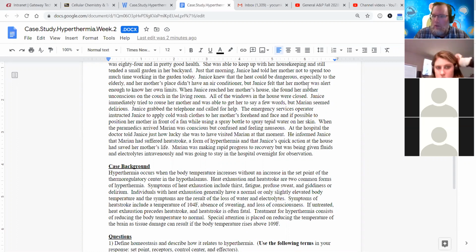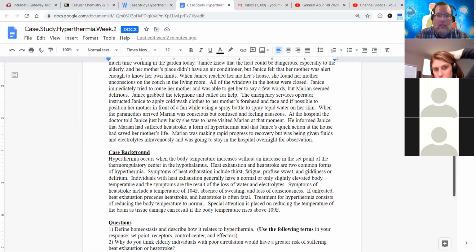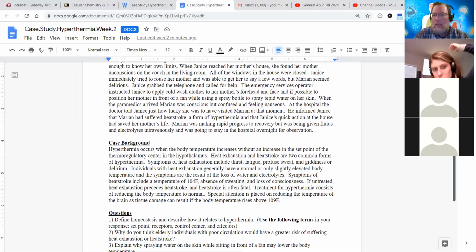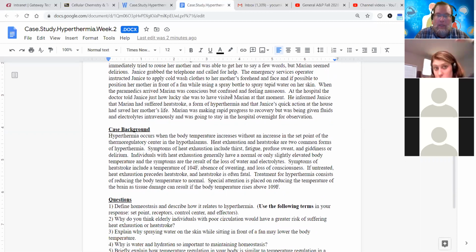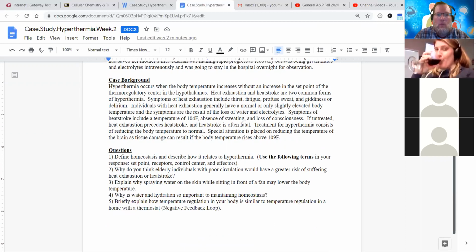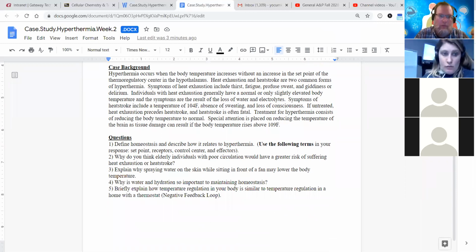Luckily, the daughter, being the good daughter Janice is, stopped by and checked on mom. If she hadn't, it would likely be a different story, because heat stroke and hyperthermia are potentially deadly. So thankfully that all went down. You can read through that on your own and get a little more info, but that's the gist of it. The case background tells us a little bit about what hyperthermia is.